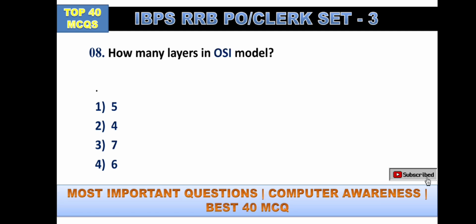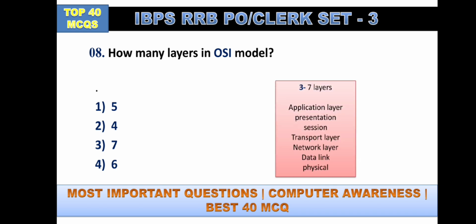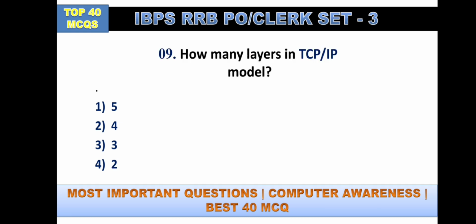Question number 8: how many layers are there in the OSI model? In the OSI model there are 7 layers in total, and the OSI model is a theoretical model. The practical implementation is done by the TCP/IP model. The 7 layers are application layer, presentation layer, session layer, transport layer, network layer, data link layer and physical layer.